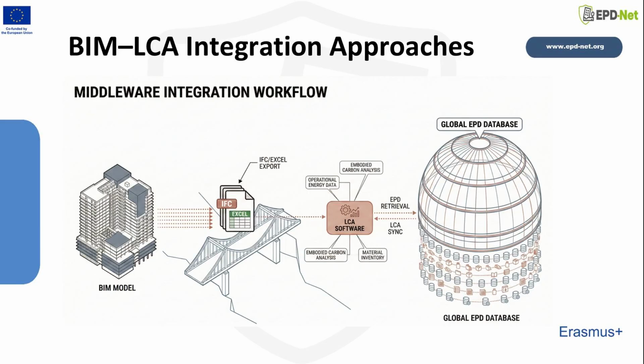The third approach uses API-based or custom scripts to automate the link between the BIM model and environmental databases. Each method has benefits. Direct integration supports early design decisions, while middleware tools offer more robust databases and calculation options.